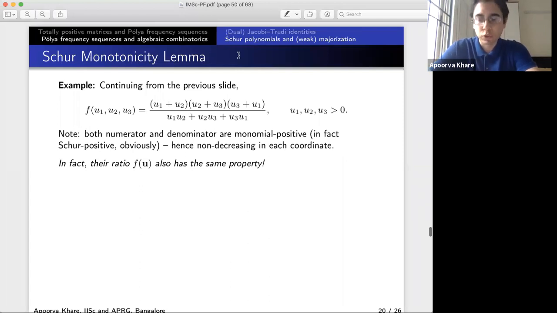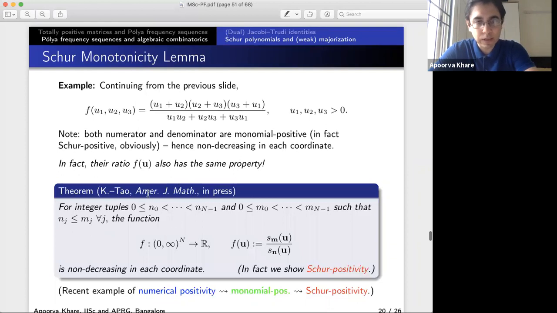Okay, and that's what I'm calling the Schur monotonicity lemma. That was actually observed by us in joint work. So in complete generality, suppose you have any N, any tuple of powers here and here for the polynomials above and below, and my powers above dominate the powers below componentwise. So n_j is less than or equal to m_j. Then when you evaluate this on the positive orthant, this function is non-decreasing in each coordinate. And not just that, there is some kind of Schur positivity that we are going to show. So this is the more recent example, if you will, of numerical positivity, as I'll explain on the next slide, upgrading to monomial positivity, upgrading to Schur.